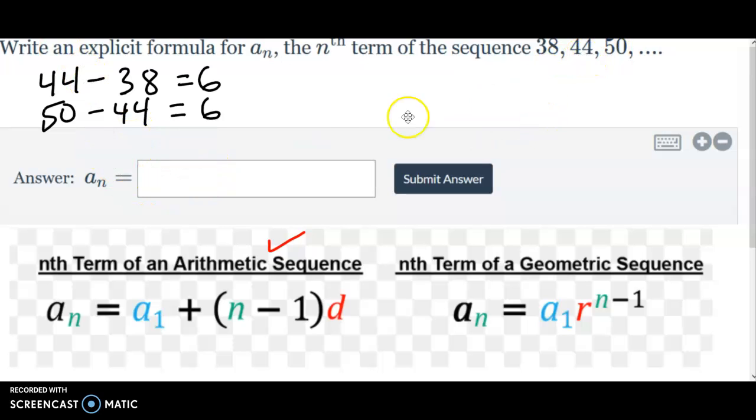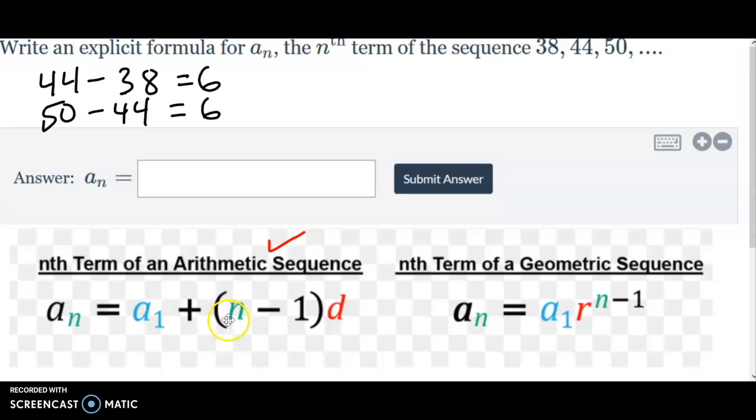So the second term, 44 minus 38, is equal to 6, and 50 minus 44. You're going to do both of these here, and you'll see that the answer is the same. So if the answer is the same when you're trying to find the common difference, then it's an arithmetic sequence. Okay, it's this one over here on the left.